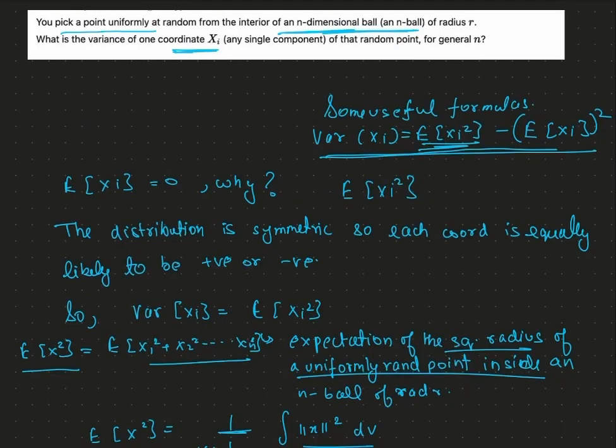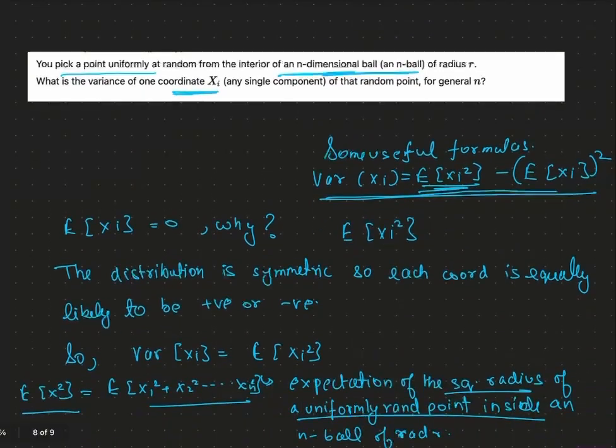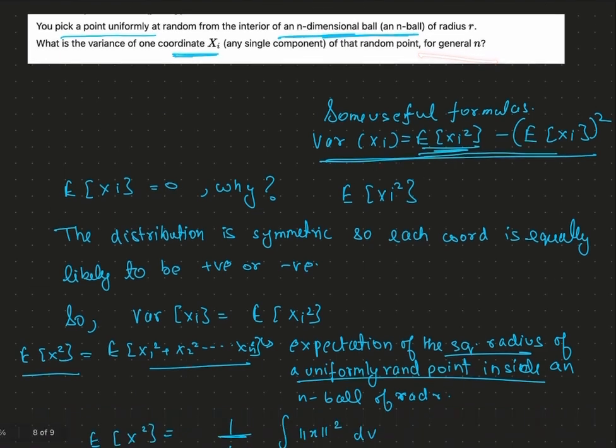So in this video we are looking at a problem which states that you pick a point at random from a uniformly distributed n-dimensional ball of radius r. We are asked to find the variance of any coordinate of that point for general n. So basically, we choose a random point in an n-dimensional uniformly distributed ball with radius r.